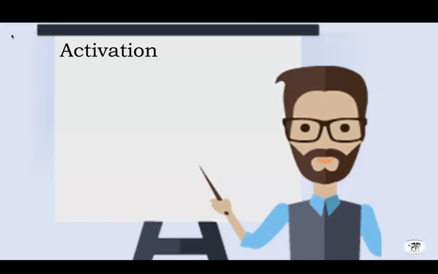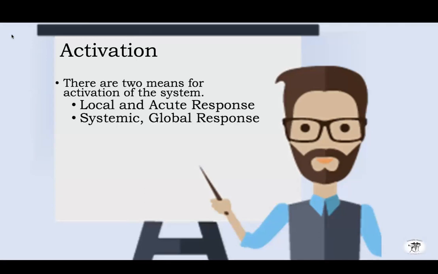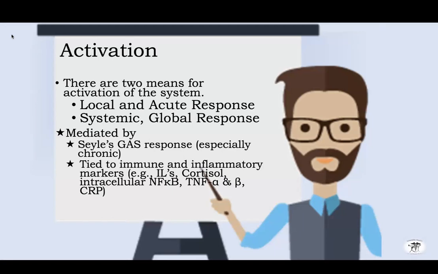And so it's really looking at how we can go about having an active immune response. And that active immune response is either going to be a local and acute response or a systemic and global response. What we're really looking at is how our body handles all of the stresses, all of the immune functions, all of the inflammation that we're facing on a daily, hourly, minute, and second basis.